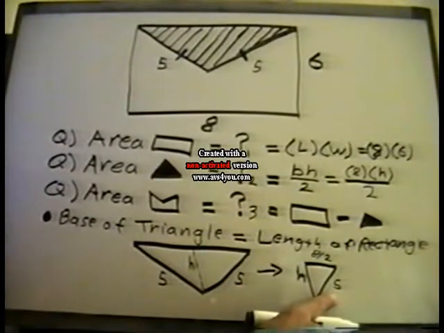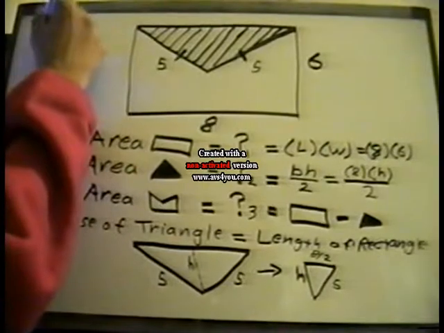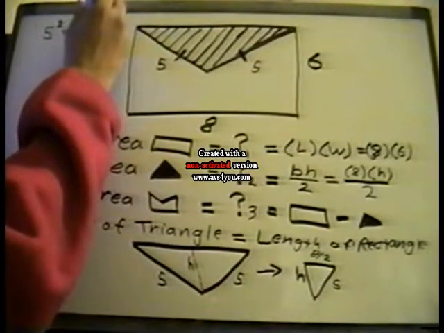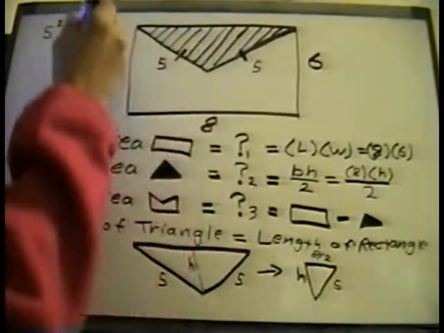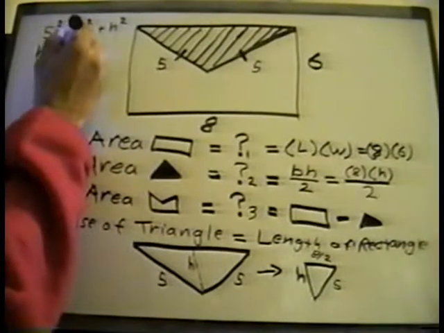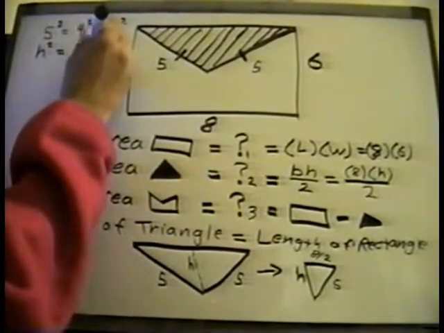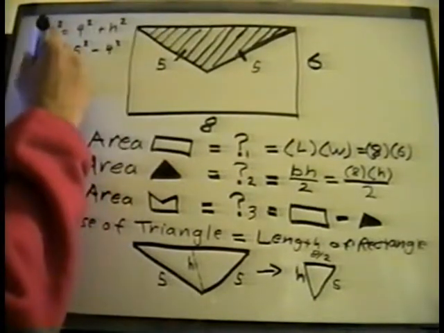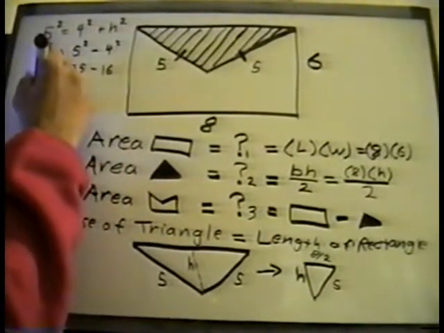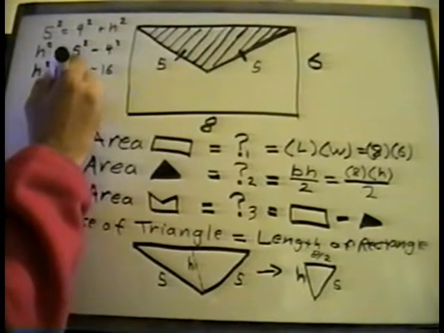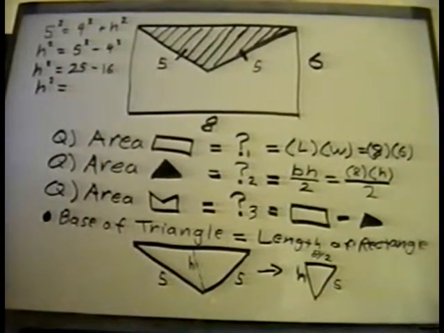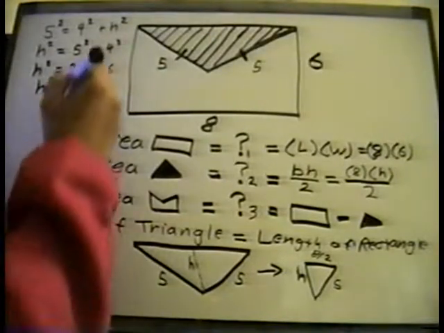Okay, so here we get 5 squared equals 4 squared, half of 8 being 4, plus the square of h. So we know the square of h is equal to the square of 5 minus the square of 4, which is 25 minus 16. So the square of h is equal to 25 minus 16, which is 9.